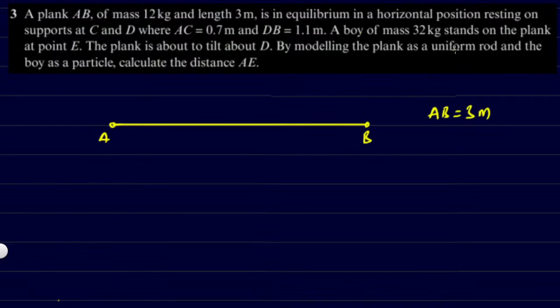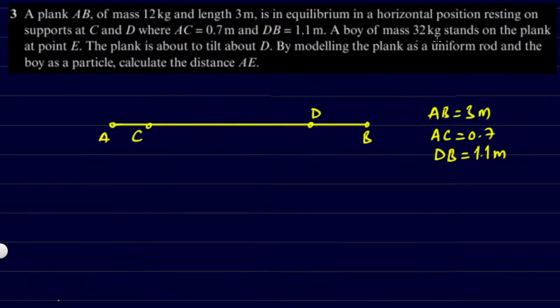It is in equilibrium in a horizontal position resting on the supports C and D, where AC is 0.7 and DB is 1.1. That means D is on the other side, or is it on the same side? He's telling it's a plank AB. Plank AB means it will not be extended, right? It has to be on the inside itself. So point D is somewhere here, such that DB length is 1.1 meters, and point C is somewhere here, such that AC distance is 0.7.